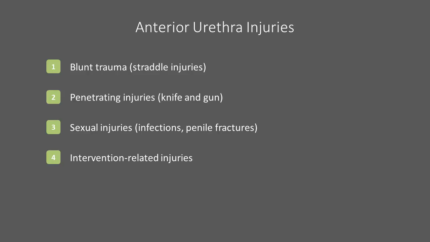Injuries to the anterior urethra, or that part of the urethra within the penis, often result in the development of a stricture. These injuries are often referred to as straddle injuries and include falling onto a metal bar such as a bicycle frame, fence post, or jungle gym. Other injuries may have been more obvious, such as a knife or gunshot wound to the genital area.